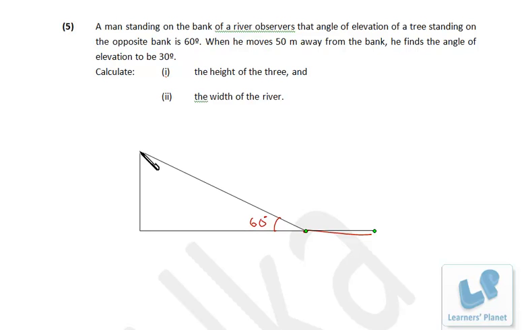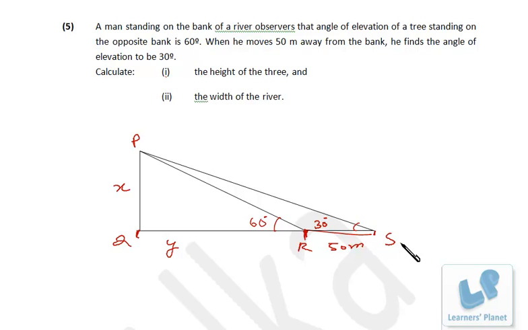So now this angle is 30 degrees, right? And this distance is actually 50 meters, right? Okay, now we have to find out the height of the tree. I suppose it to be x, and the width of the river. So the width of the river is from this point to this point. I suppose it to be y, right? Now suppose this triangle is PQR and this is S, right?